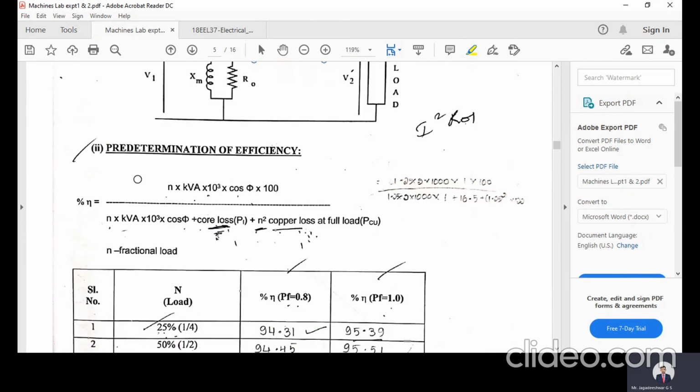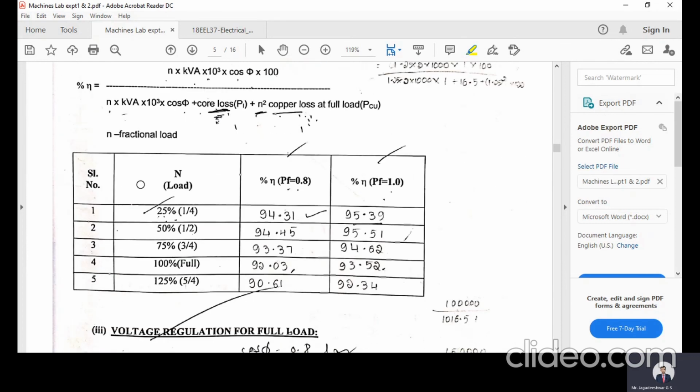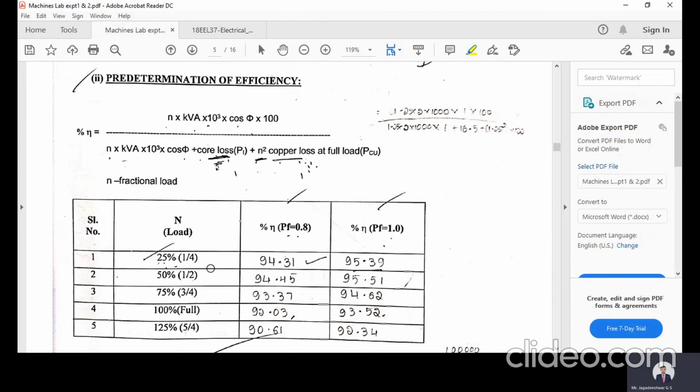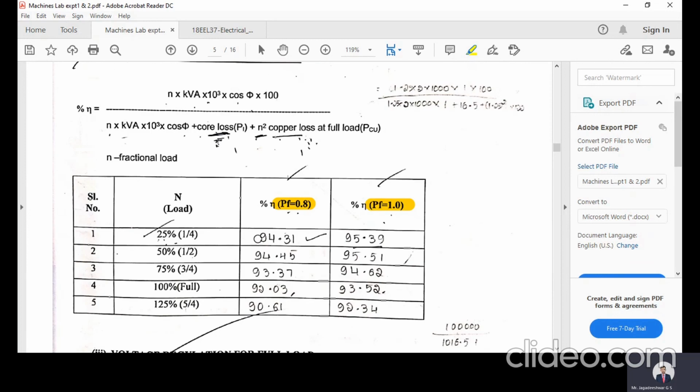Next, as I explained earlier, you have to calculate the efficiency for different loading conditions and different power factors. We have taken here a power factor of 0.8. Here you can see at 25% loading it works out to be 94, for 50%, 93.37, for 100%, 92, and for 125% it works out to be 90. Similarly, for unity power factor, you can calculate and tabulate like this.